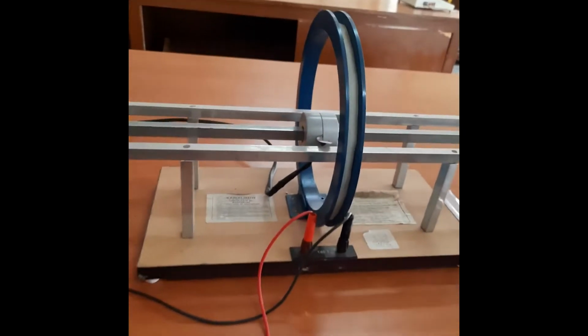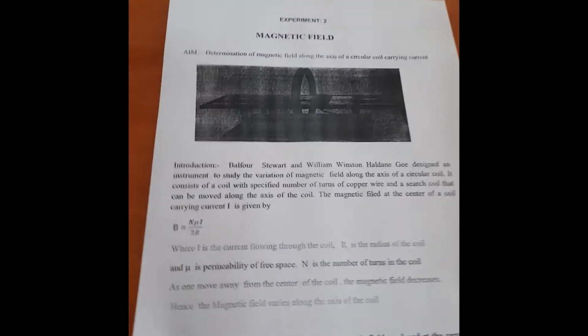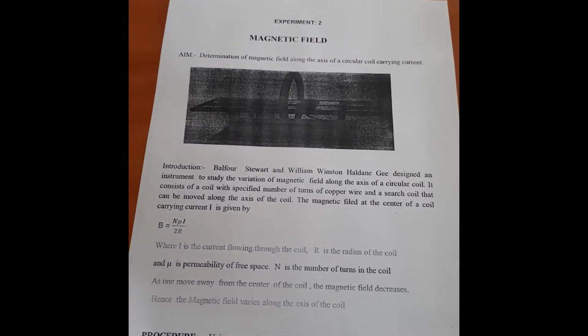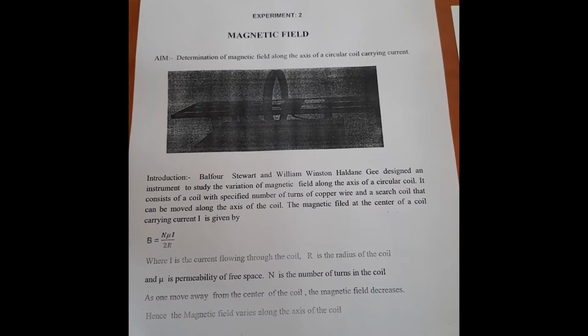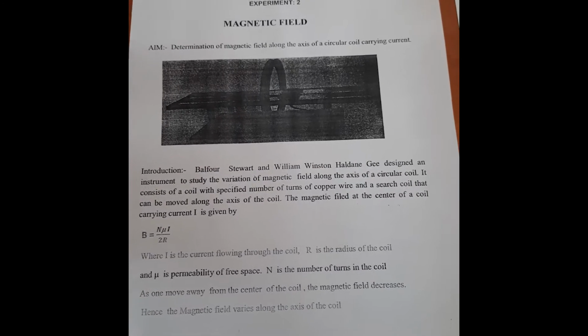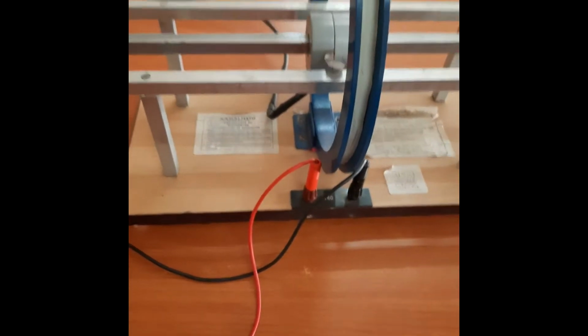In this video, I am going to explain the experiment called magnetic field. So the name of the experiment is magnetic field. Here we are going to determine the magnetic field along the axis of the circular coil carrying current. The equipment is as shown in this picture.